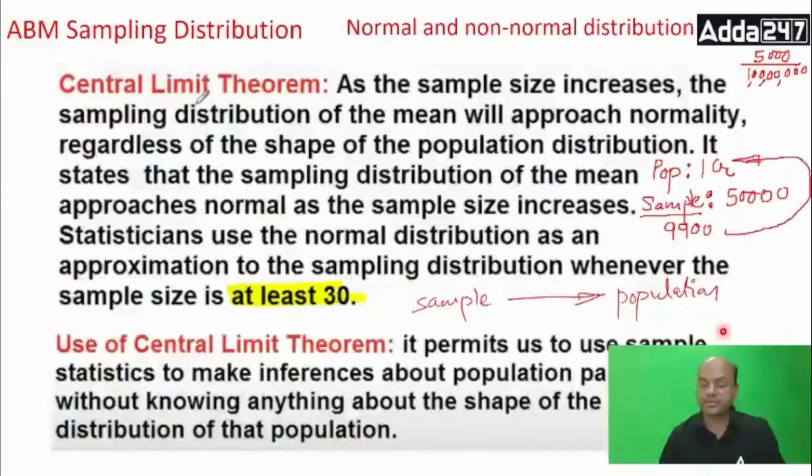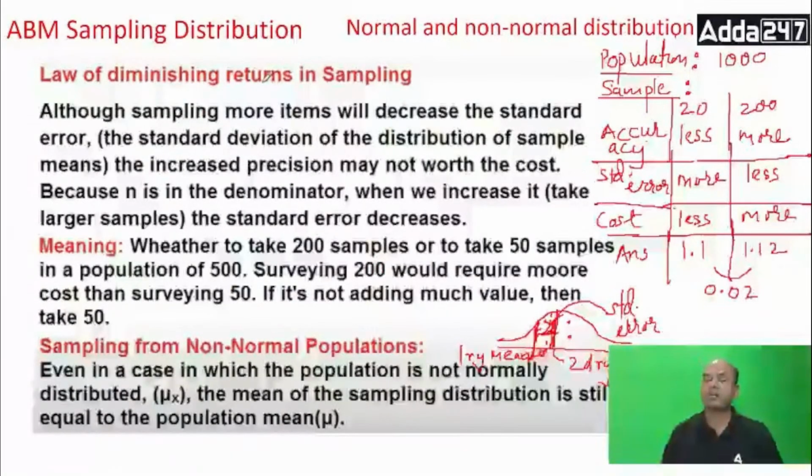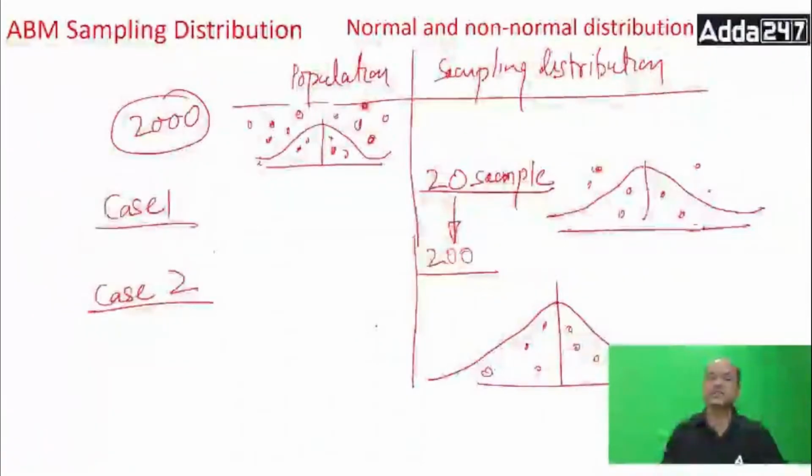Normal means what? What do you mean by this word normal? Normal means this. See this. Suppose I am having a sample of 20, okay? Then some samples will be over here. There will be more error. All of them will not be within this curve. If I increase the sample to 200, almost all of them will come under this curve. This is called a normal distribution curve. So this is called normalization.